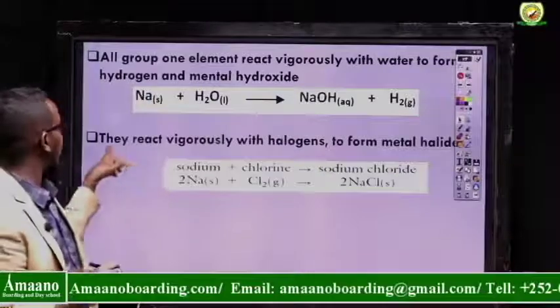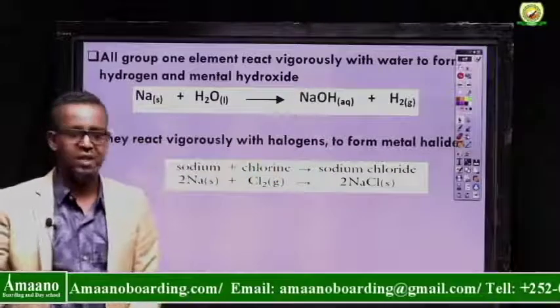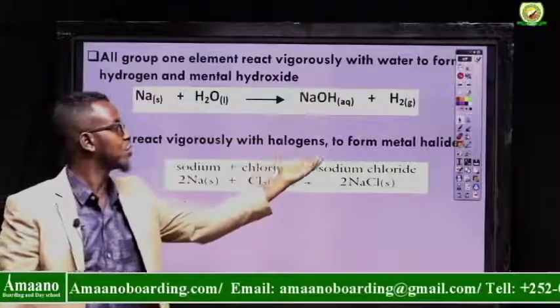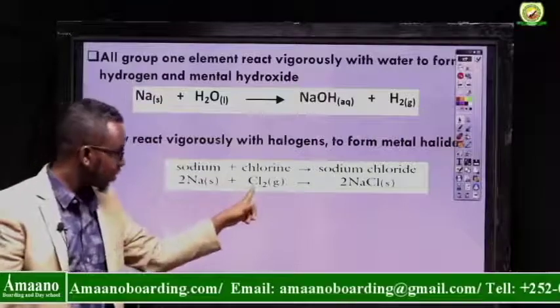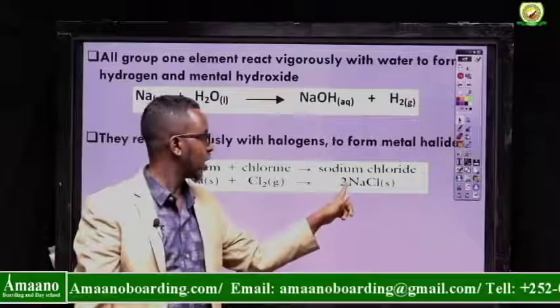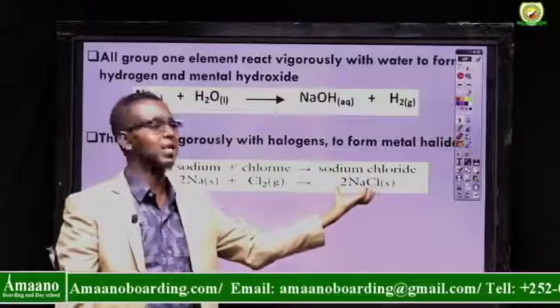So they react vigorously with halogens. Same principle. Again, they react with halogens to form metal halide. So this is group 1. Here you have chlorine. Then sodium chloride is formed. So this is called a metal halide or halide compound.